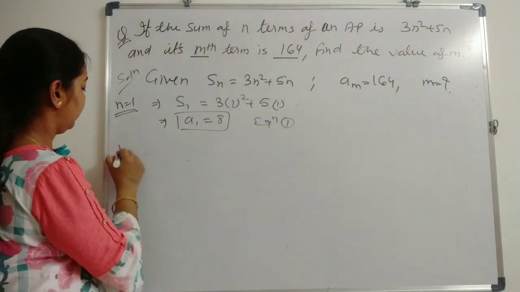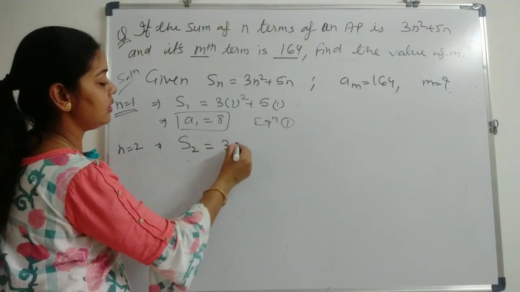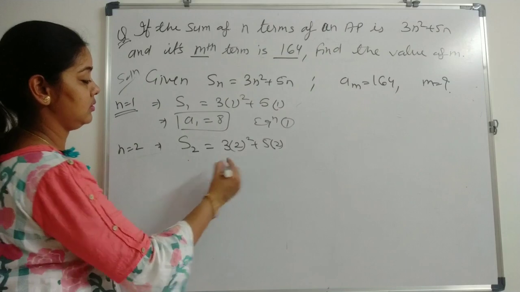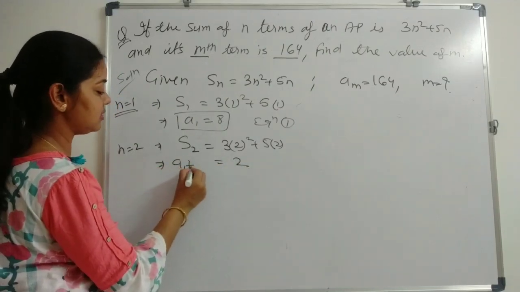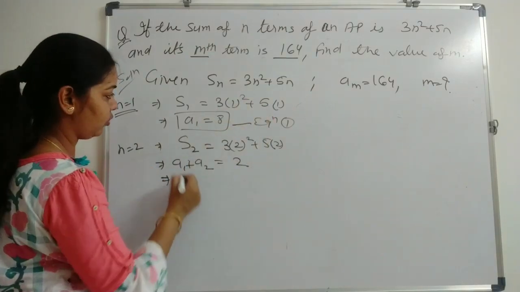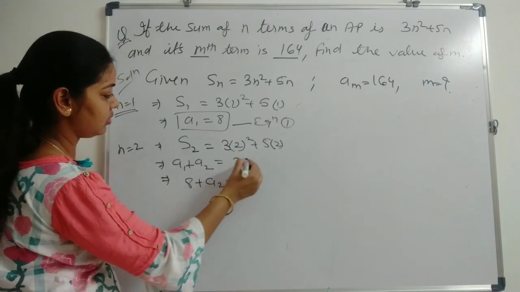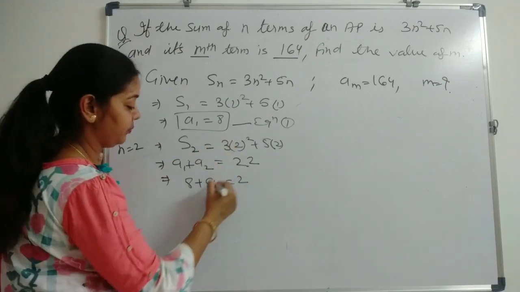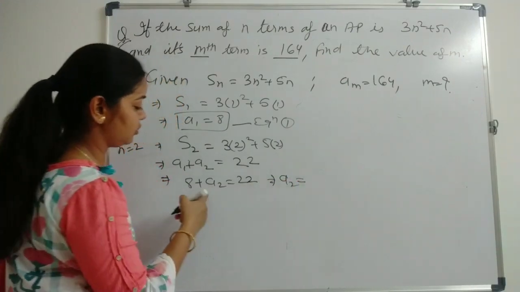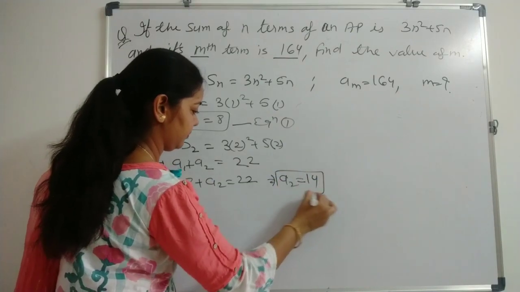Okay? When we are putting n equal to 2, it means S2. S2 means 3 into 2 square plus 5 into 2. That will be 22. This is A1 plus A2. Put A1 here from equation 1. What will we get? Sorry, this is 22. 8 plus A2 equals 22. It means A2 will be equal to 22 minus 8. That is 14. Okay?